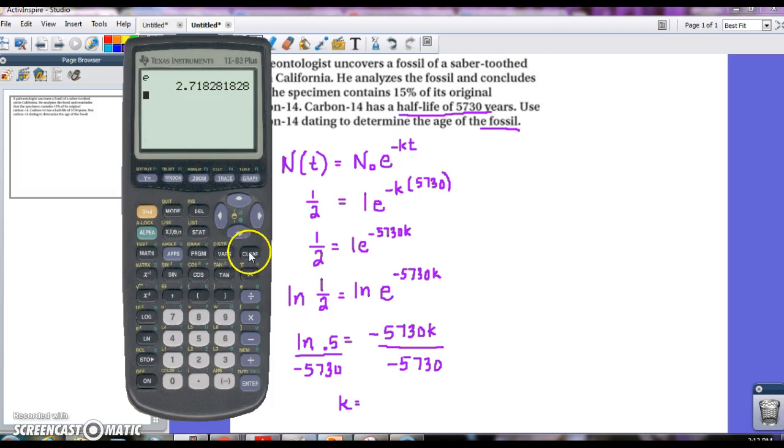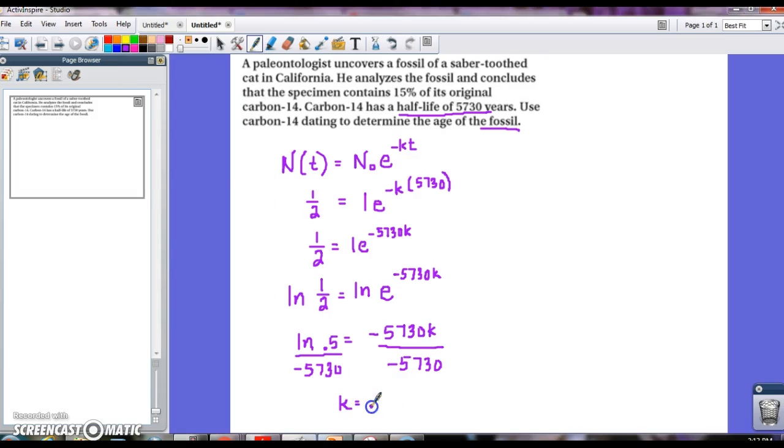We can do that in our calculator. I have ln of 0.5, close my parentheses, and divide by negative 5730. That gives me 1.2096 times 10 to the negative 4th. That's scientific notation, the same as moving the decimal point 4 places: 1, 2, 3, 4. I end up with approximately 0.00012. That gave me my constant.